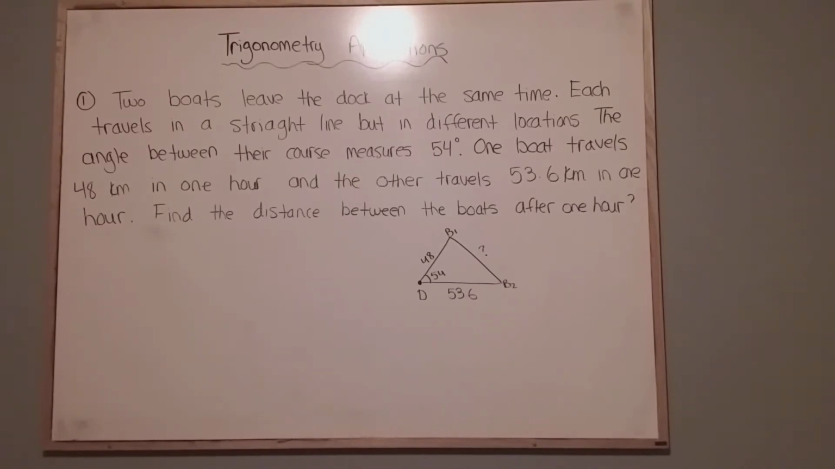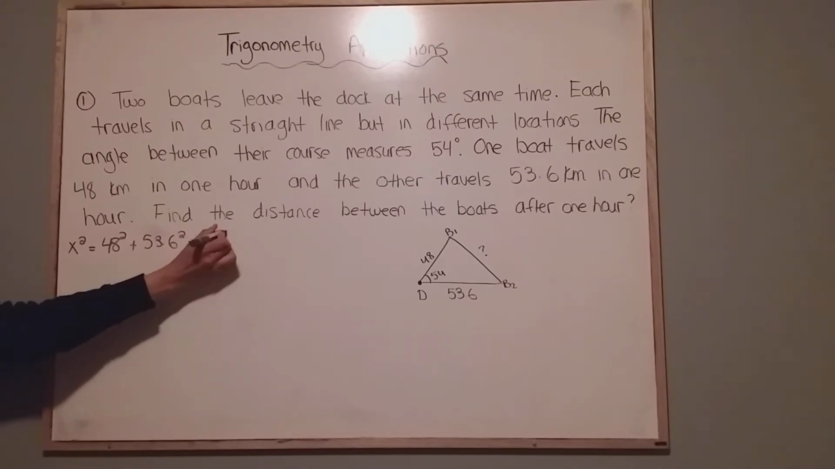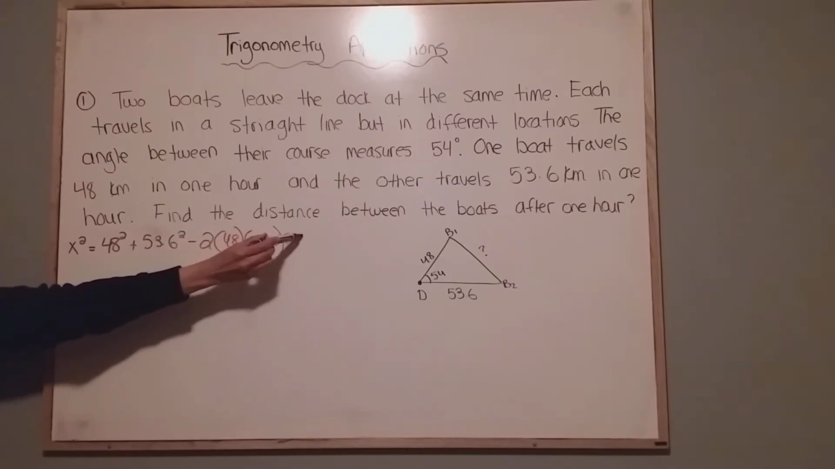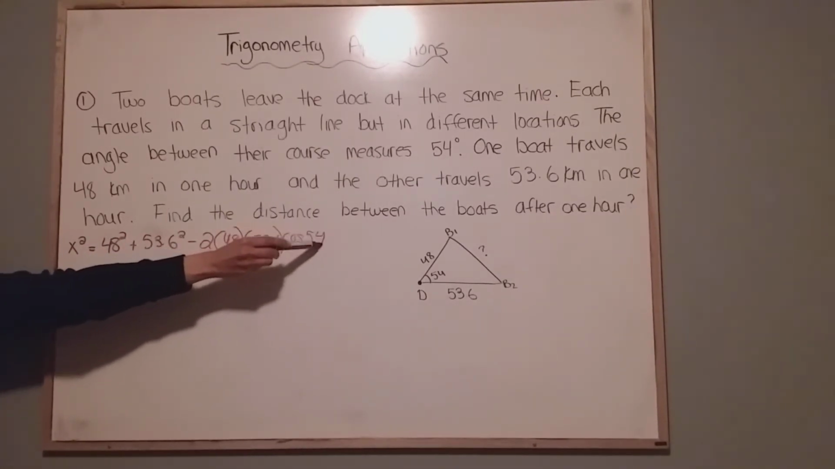Looking at the diagram, we'll notice that we can't use the sine law because we don't have an angle-side pairing. So our best option is the cosine law. The question mark, which I'm going to call x squared, is going to be equal to 48 squared plus 53.6 squared minus 2 times 48 times 53.6 times cos 54, since my angle is 54 degrees.